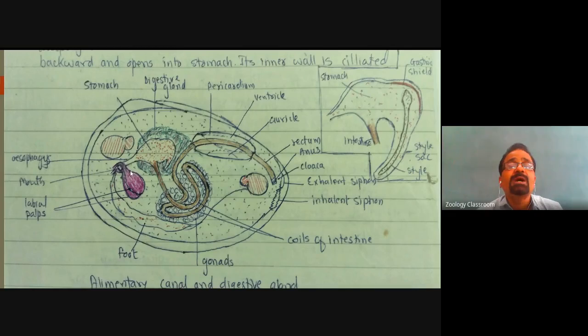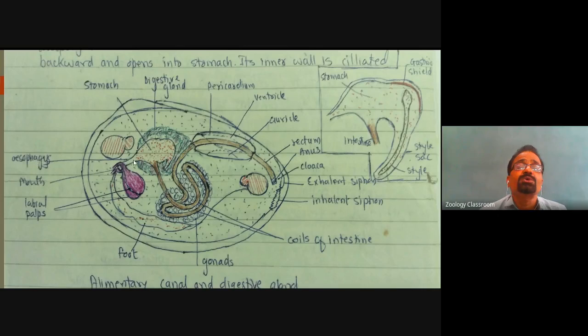These labial palps are highly ciliated. The cilia present on these labial palps also select the fine particles of food, and allow the food particles to enter. If they are not suitable, they are rejected and dropped in the mantle cavity. So here, in the mantle cavity, they are dropped.